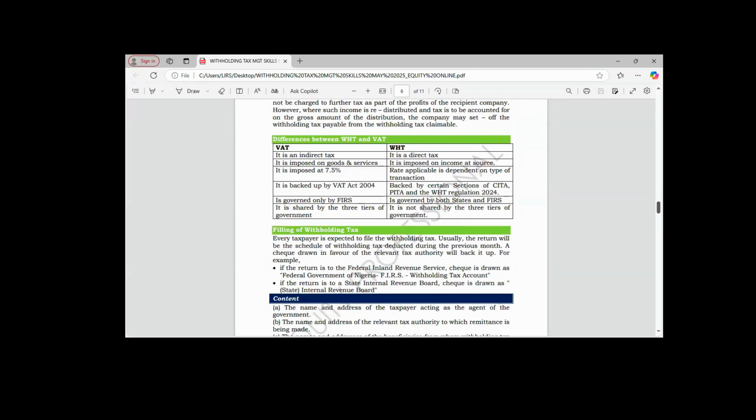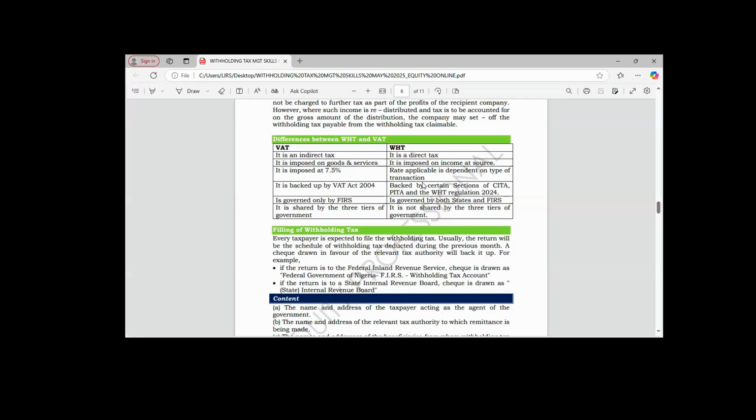So that is that. Then what are the differences between withholding tax and value added tax? VAT is an indirect tax, while withholding tax is a direct tax. VAT is imposed on goods and services, while withholding tax is imposed on income at source. VAT has a standard rate of 7.5%, while withholding tax is dependent on the nature of the transaction. VAT is backed by the VAT Act, while withholding tax is backed by the Withholding Tax Regulation of 2024. VAT is only governed and collected by FIRS, but withholding tax is collected by both the state and the Federal Inland Revenue Service.